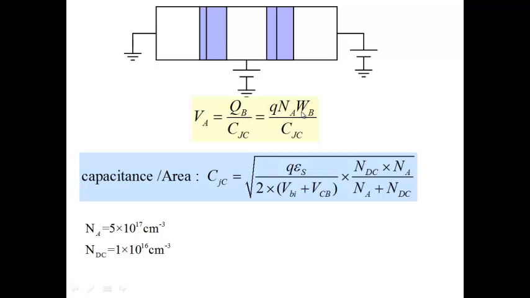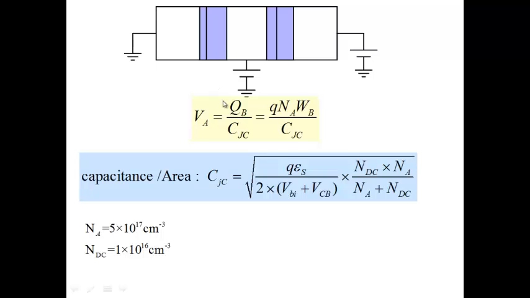And QB is QNAWB. So there we have a model for early voltage. All the parameters are known: doping in the base, thickness, VBI, VCB. Dopings are known, of course. So all you have to do is evaluate this CJC, plug it here, multiply by QNAWB, and you get the early voltage. So that's a simple model for early voltage.